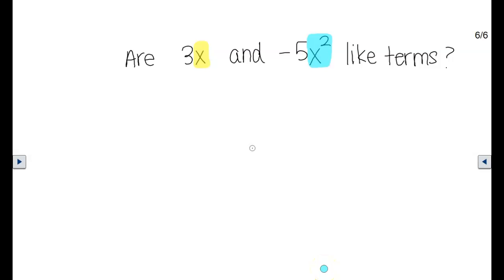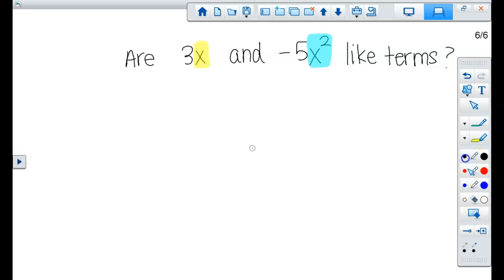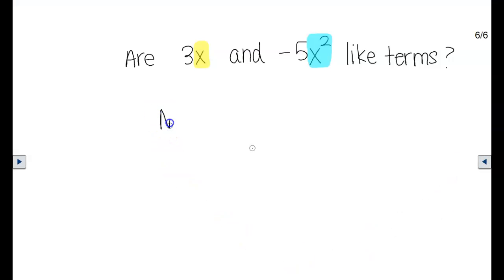Now I want you to notice, those are the same variable, they're both x, but this x is not raised to a power. This x is raised to the 2nd power. That makes them different. They are not a perfect match. X and x to the 2nd power are not the same thing. So the answer would be no. And it's no because these are not the same last name.